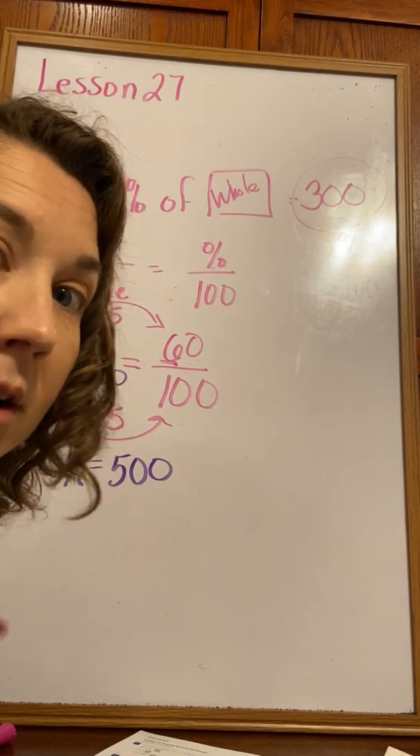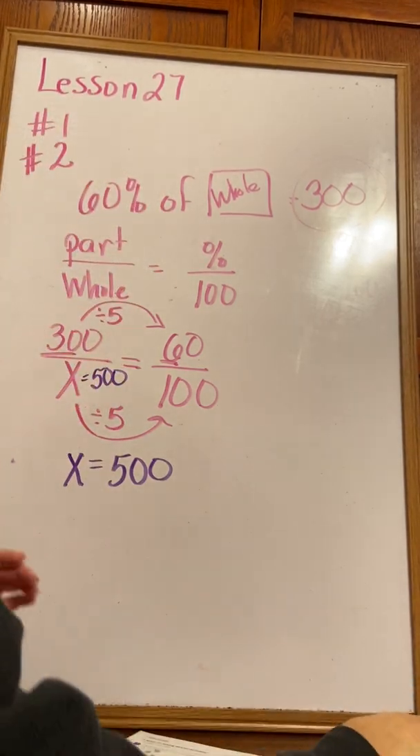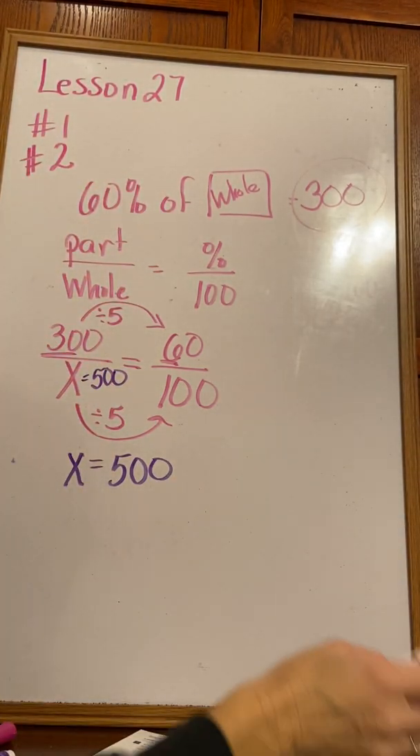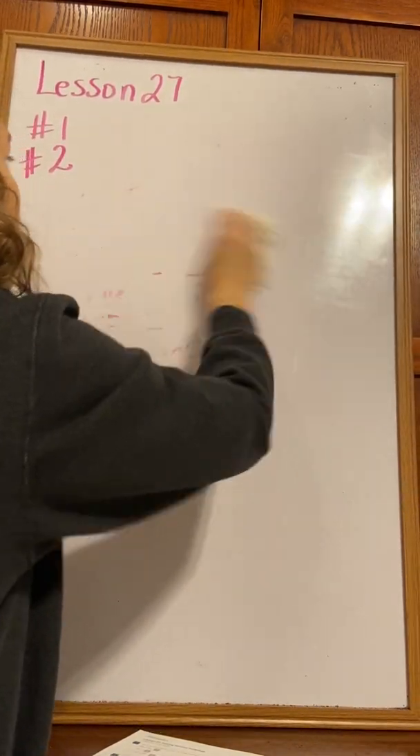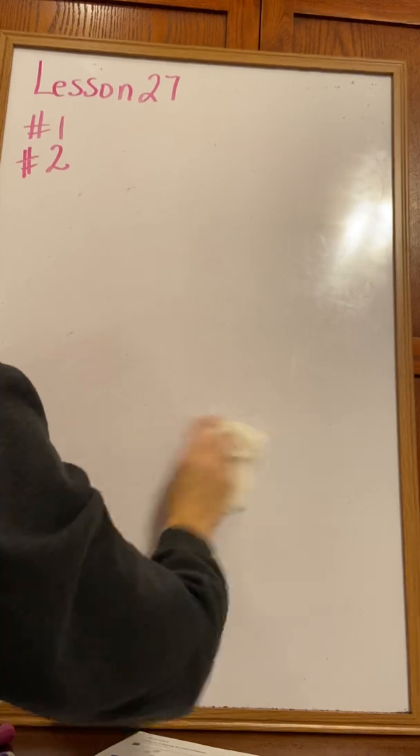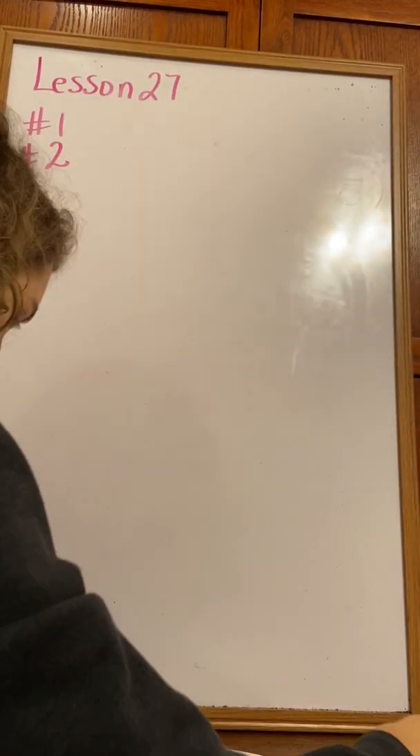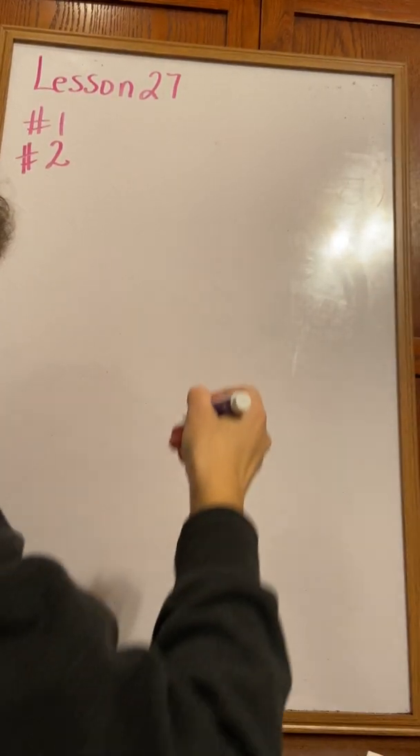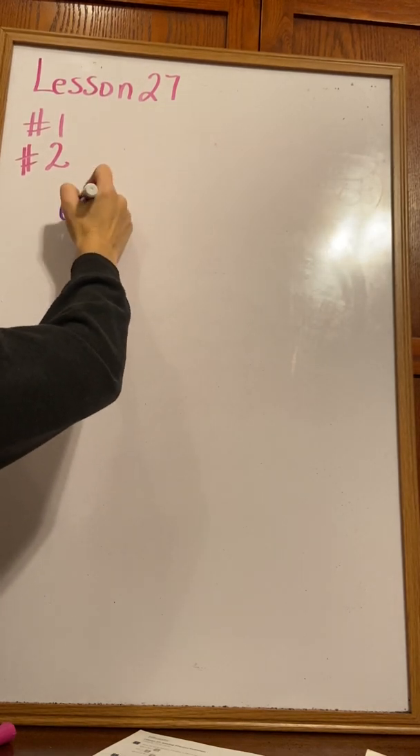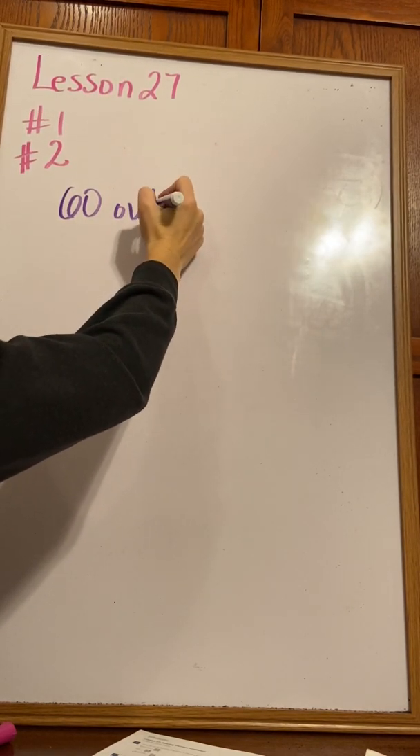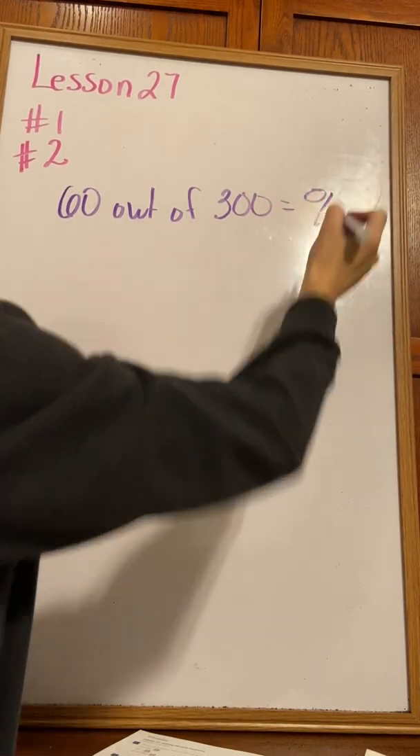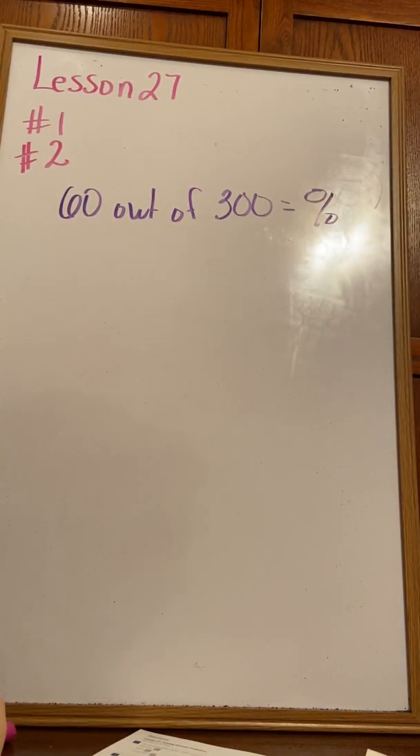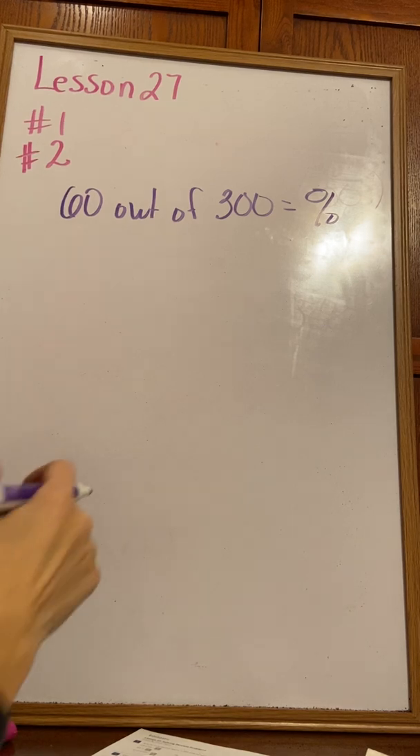All right, we got one more part. Part 3 of question number 2. I'm going to erase this. All right. And the third part says 60 out of 300. 60 out of 300 equals what percent? Can we still see that? Yeah, you can still see that.